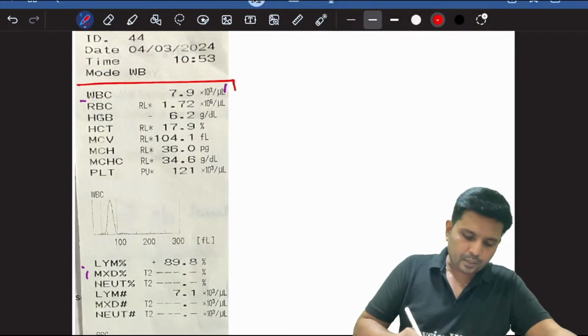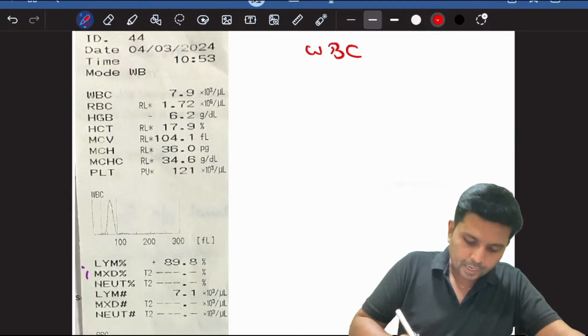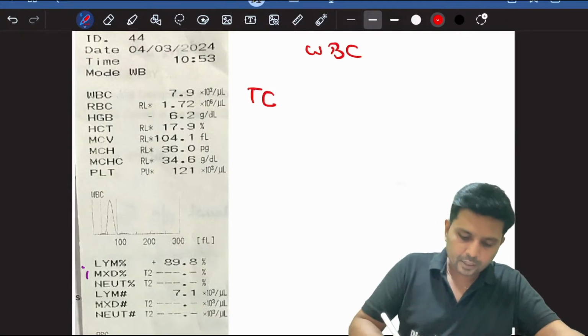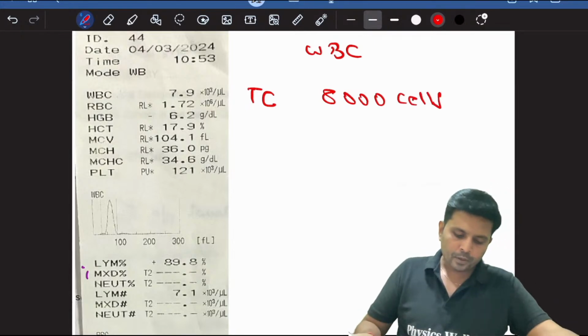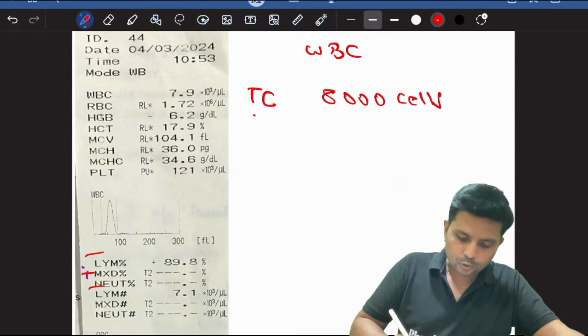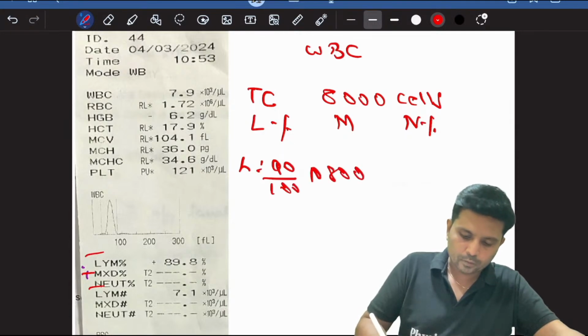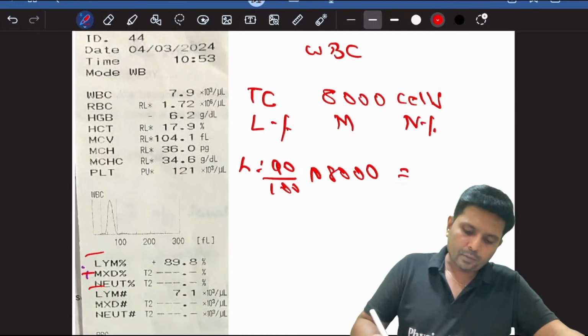The first one is WBC. Look at this WBC. You can have a total count. Here it is roughly around 8000 cells per cubic millimeter. You can have a lymphocyte percentage, neutrophil and mixed. Here the lymphocyte is 90%. So 90 divided by 100 into 8000. So what is the absolute lymphocyte count?